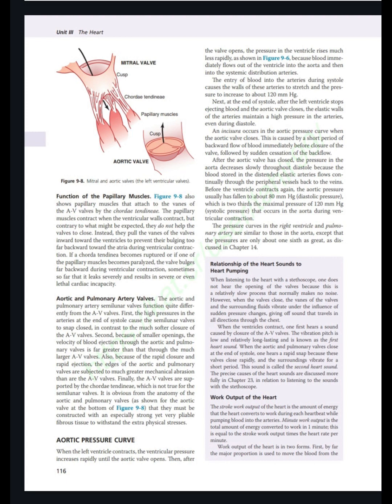The aortic and the pulmonary artery semilunar valves function quite differently from the AV valves. The high pressure in the arteries at the end of systole causes the semilunar valves to snap closed, in contrast to a much softer closure of the AV valves. Second, because of the smaller opening, the velocity of blood ejection through the aortic and pulmonary valves is far greater than that through the much larger AV valves. Because of the rapid closure and rapid ejection, the edges of the aortic and the pulmonary valves are subjected to much greater mechanical abrasion than are the AV valves. Finally, the AV valves are supported by the chordae tendineae, which is not true for the semilunar valves. Highlight till here. No need to highlight anything from the aortic pressure curve.